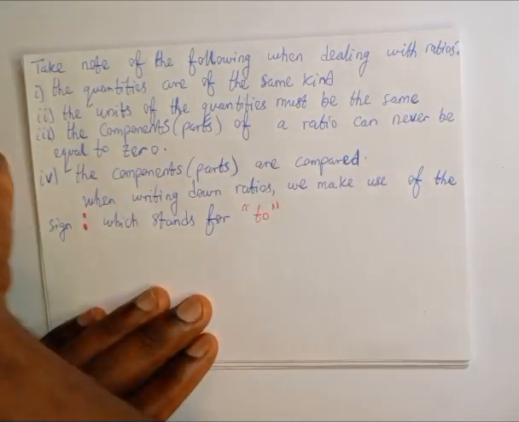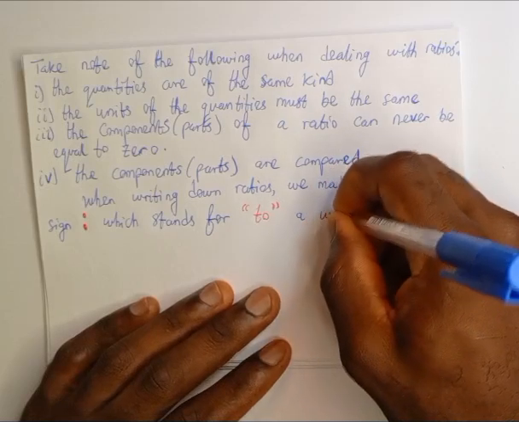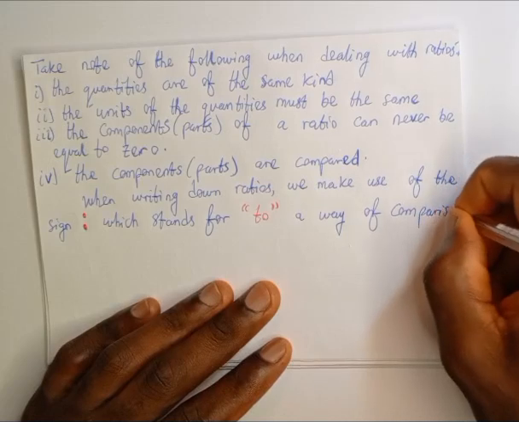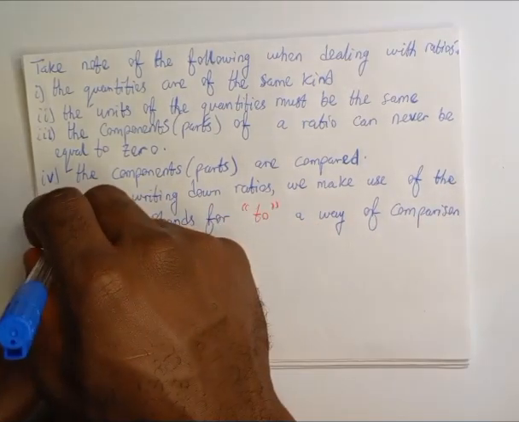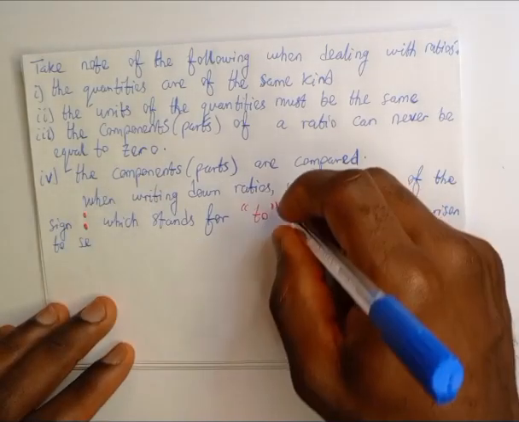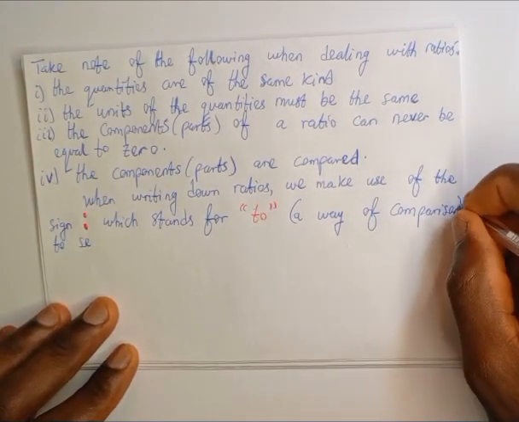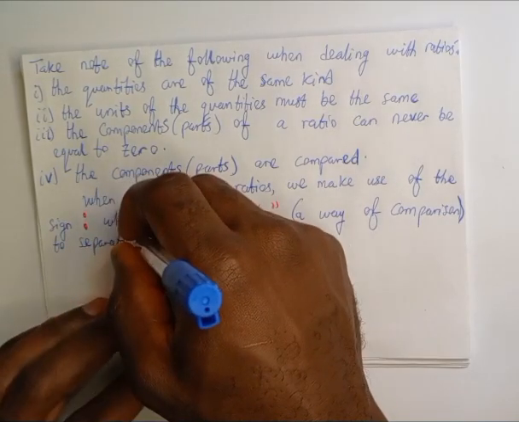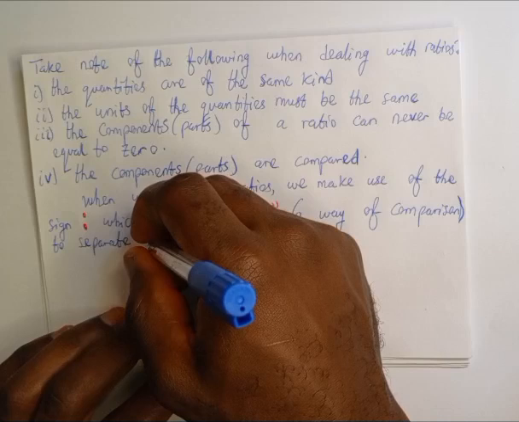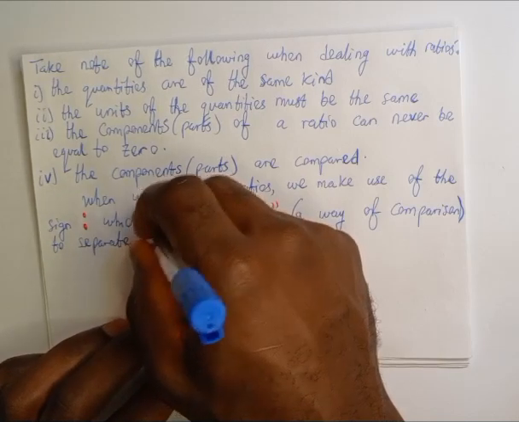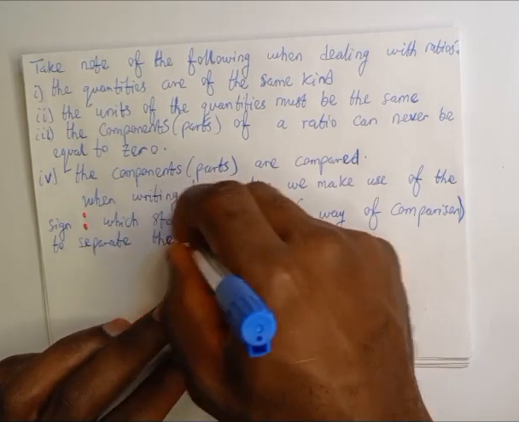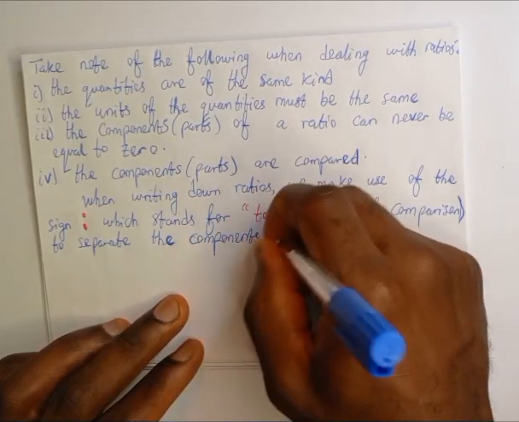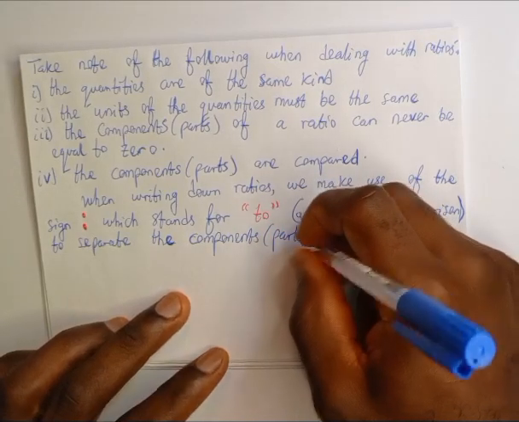That means we are comparing, a way of comparison to separate. Put this in bracket. It stands for "to", which is a way of comparison to separate the components of the ratio. Separate the components, in bracket, parts of the ratio.